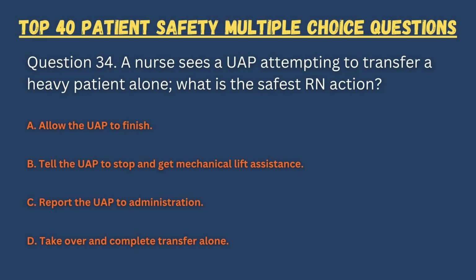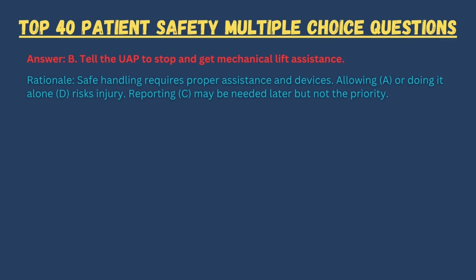Question 34. A nurse sees a UAP attempting to transfer a heavy patient alone. What is the safest RN action? A. Allow the UAP to finish. B. Tell the UAP to stop and get mechanical lift assistance. C. Report the UAP to administration. D. Take over and complete the transfer alone. Answer. B. Tell the UAP to stop and get mechanical lift assistance.